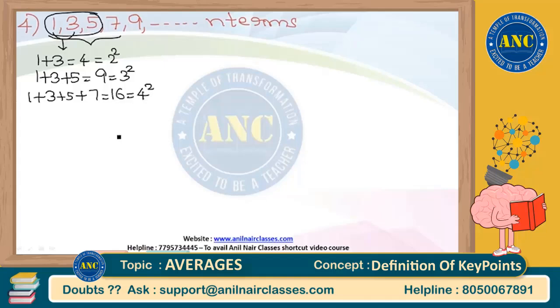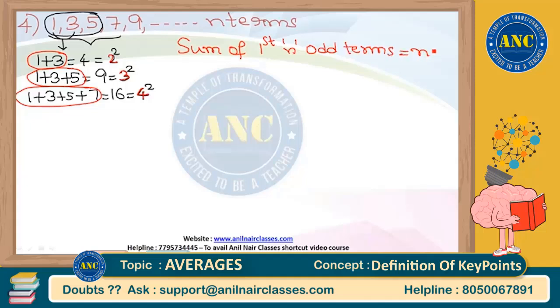Can I say like this, sir? Think logically again. If any odd number series you take, the sum of the first two terms is 2 square. Sum of first three odd terms is 3 square. Sum of first four odd terms is 4 square. Similarly, in general, the sum of first n odd terms is always equal to n square, right?